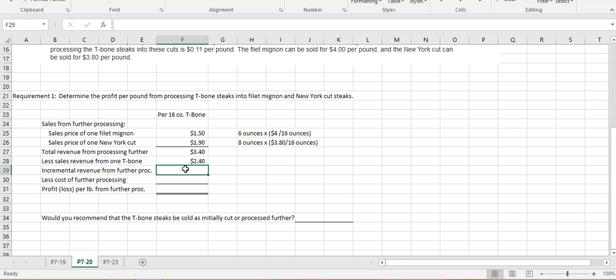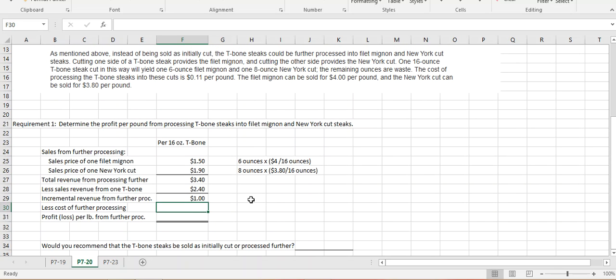That's the revenue we give up from the T-bone, and we're not going to be able to sell that T-bone as a T-bone if we process it further. So we're going to replace the $2.40 of the T-bone with the $3.40 from the filet and the New York cut, and take the difference between those two. So I actually have $1 more revenue by processing those steaks further and selling them as the filet and the New York.